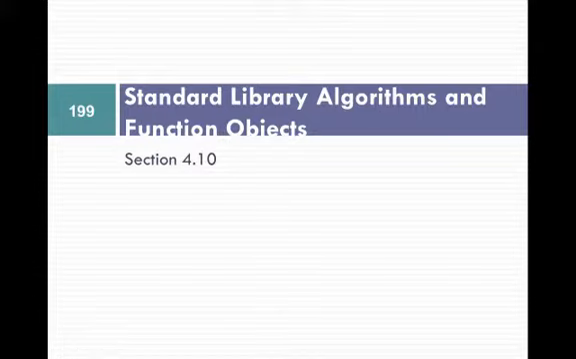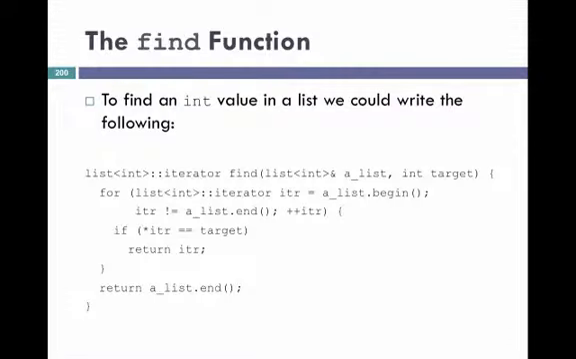This slidecast will cover standard library algorithms and function objects. To find an integer in a list, we could use this find function. It takes a list as a parameter and a target value. And then using iterators, we start at the beginning of the list and we iterate through each element.